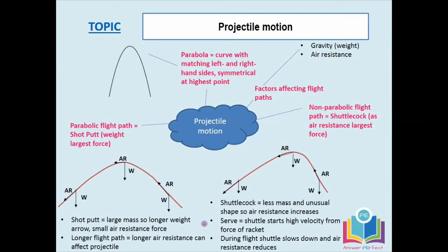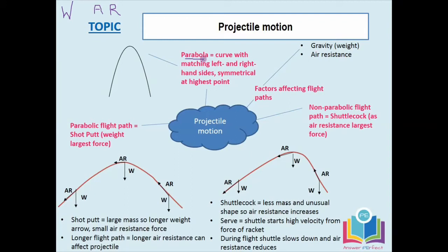So let's have a look then at factors which can affect the different flight paths. Now we've got 2 things that are really important. I'm just going to write them at the top. So weight and air resistance are 2 forces that affect the projectile, so the human body or the object in the air. Now these 2 factors are crucial in deciding whether the flight path is a true parabola or whether it's a distorted parabola.